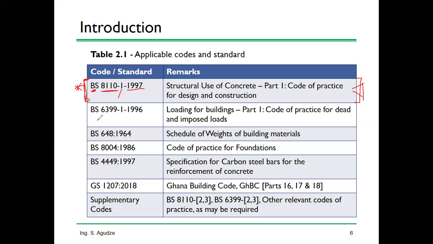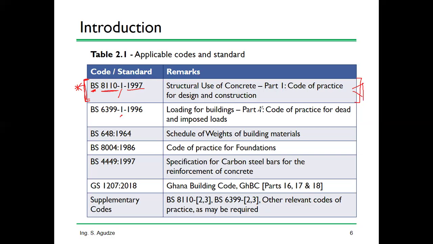Then the second one, BS 6399, part 1, 1996, is for loading. So if you have to design, the structure is for a certain purpose, whether a classroom, a store, a residence, a hotel, and that's where you go to pick the appropriate load value for imposed loading.